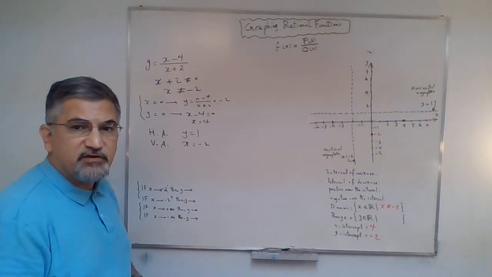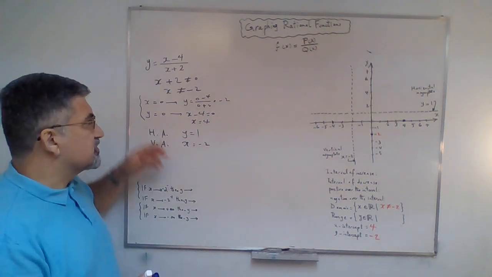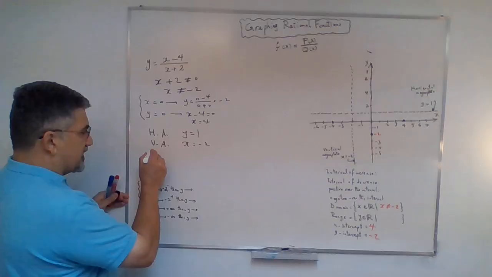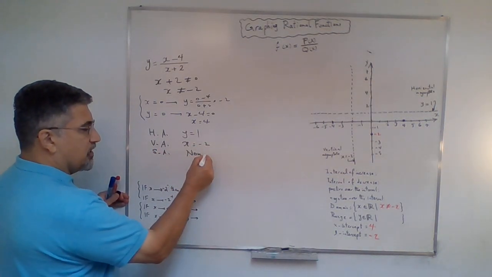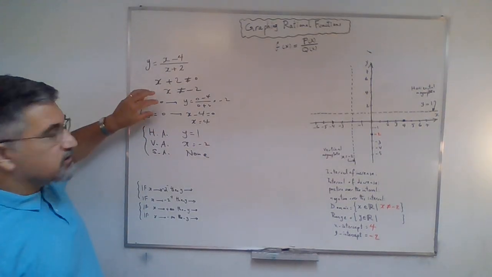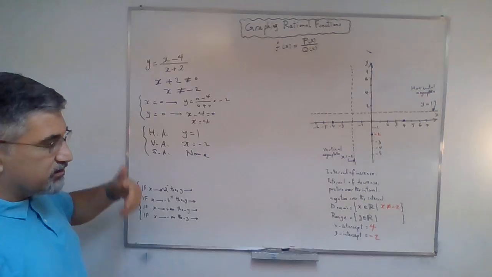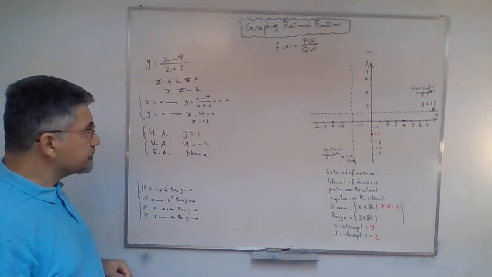We do not have any oblique or slant asymptote here for an obvious reason, because the degree of the top is not 1 more than the degree of the bottom. So for the slant asymptote, my analysis is none. So this is the asymptote analysis, intercept analysis, and domain analysis. As we move on, we learn more and more about the properties of this function.